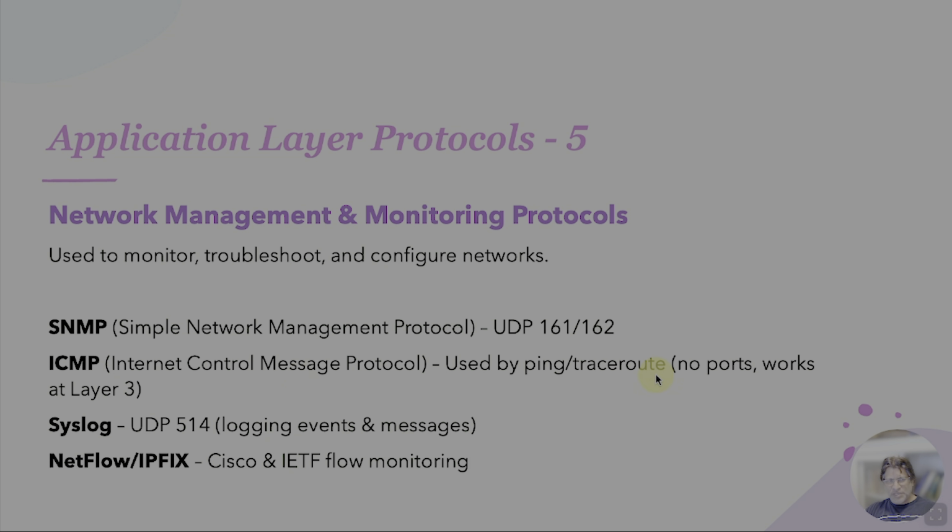Now, all these protocols I'm mentioning are application layer protocols, but they do have a component in the transport layer as well, which they use to connect to the application layer. In this particular case, there is none, right? Because it's a layer 3 protocol, there's no port, but it works on layer 3. Syslog server, UDP 514. Now we talked about UDP and TCP when we talked about the transport layer. So UDP is User Datagram Protocol.